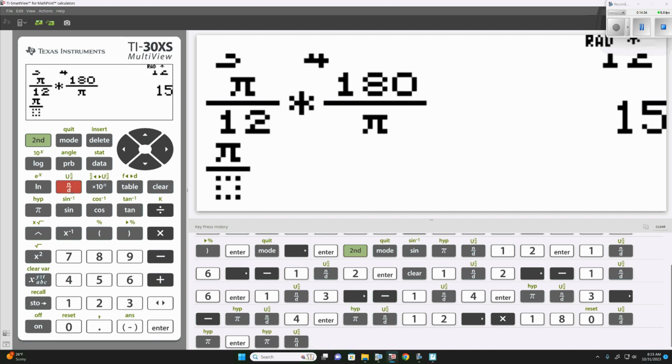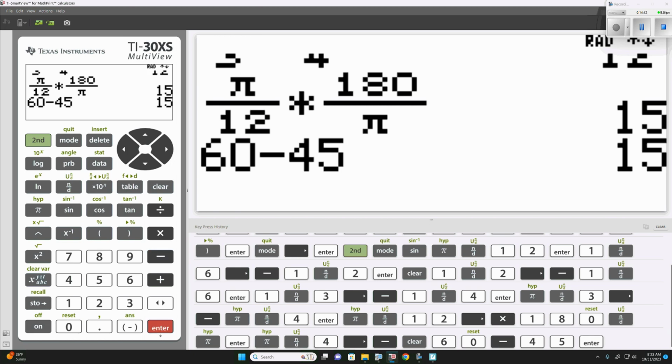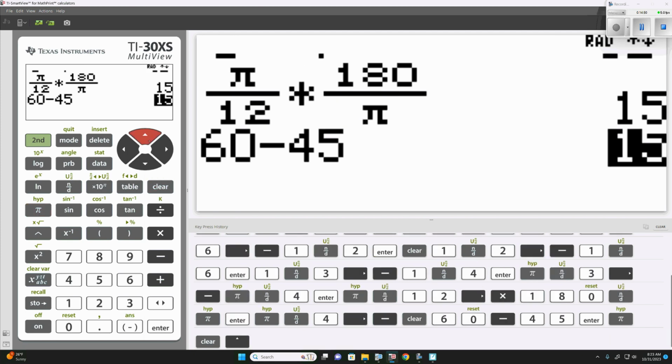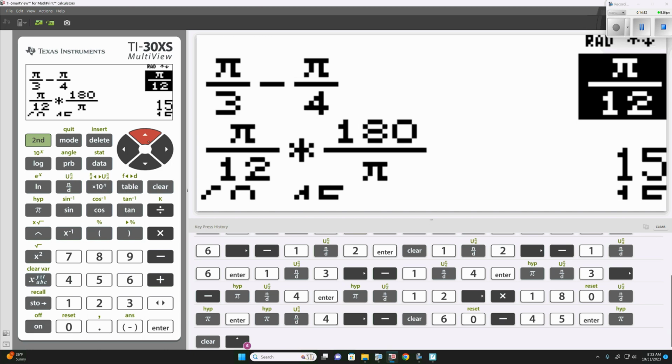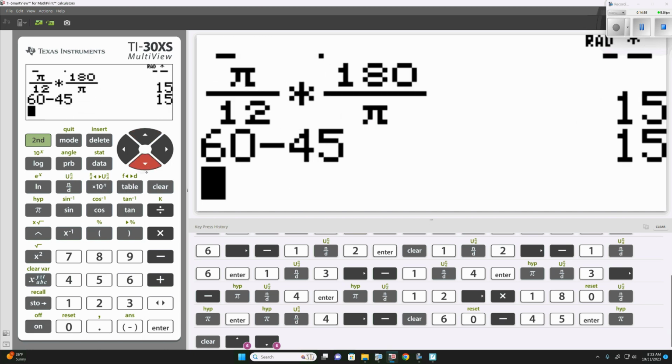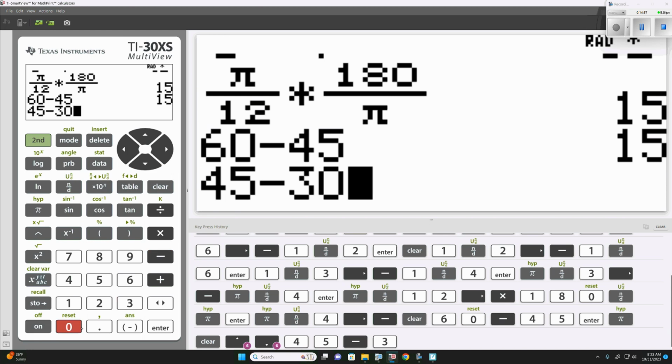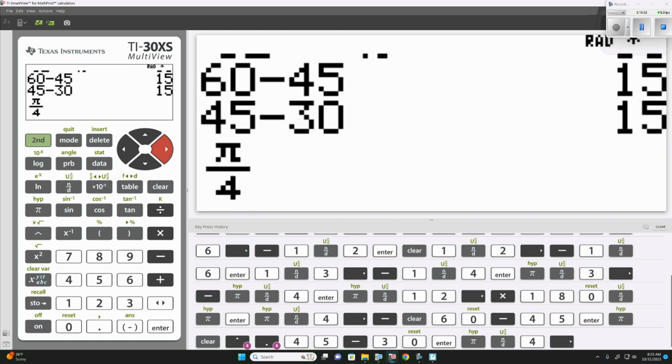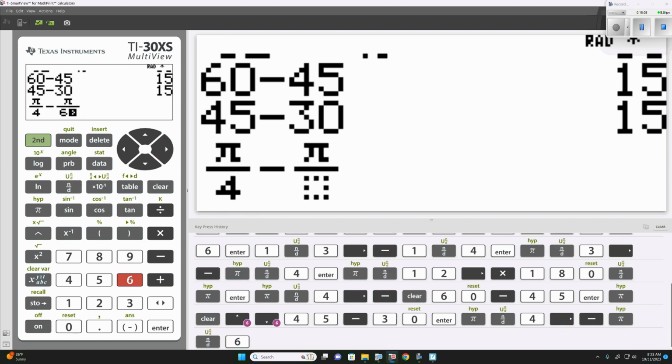Well, that also means we could have done pi over 4 minus 60 minus 45. Or in other words, 60 is pi over 3 minus pi over 4. We have that. So that's not what I was thinking. Sorry. 45 minus 30 is still 15. So pi over 4 minus pi over 6 is also pi over 12.